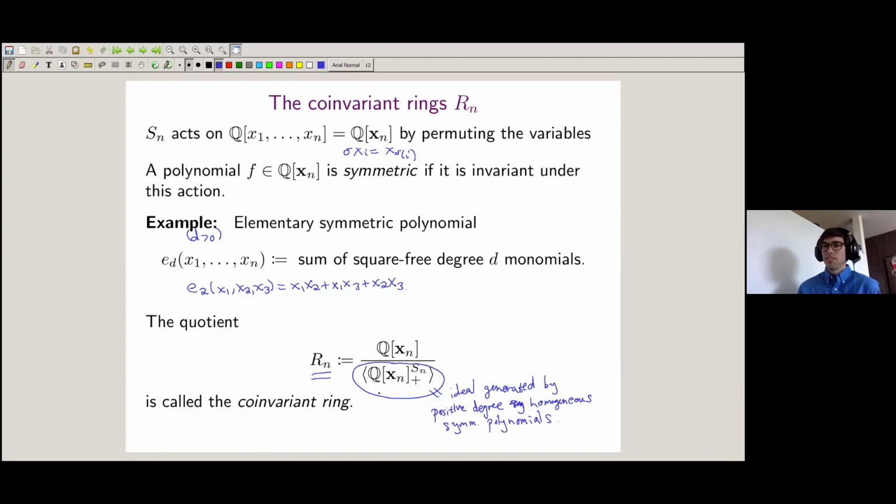One misconception is that everything in this ideal is symmetric. That's not true. Since it's an ideal, you could have, say, x1 times e_2. That's in the ideal, but it's not symmetric in the variables. We're just taking the ideal generated by those.